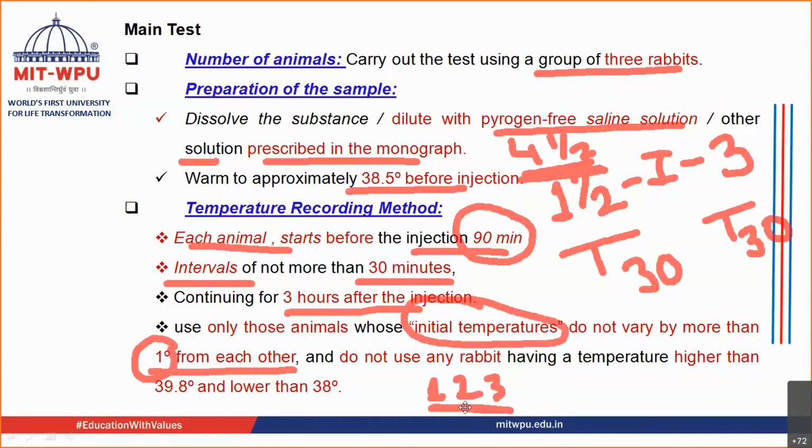Moreover, no rabbit should have a temperature which is higher than 39.8 or lower than 38 degrees Celsius. If any animal has a temperature like this, then that animal should be removed and replaced by some other animal. That care you have to take. Okay.